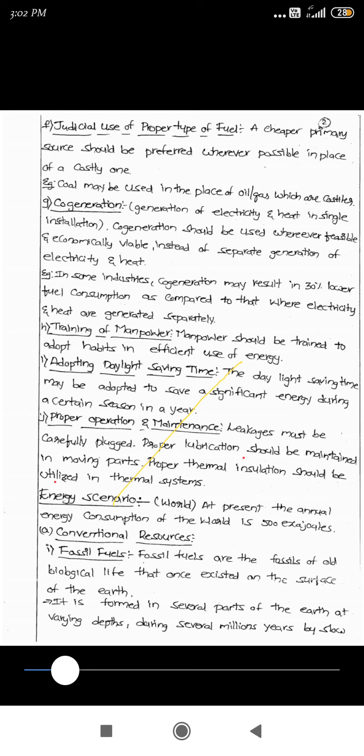Okay. Next one, energy scenario. At present, the annual energy consumption of the world is about 500 exajoules. Now this comes from conventional resources as well as non-conventional. Conventional in the sense of our convenient purposes, conventional sources will be utilized everywhere.